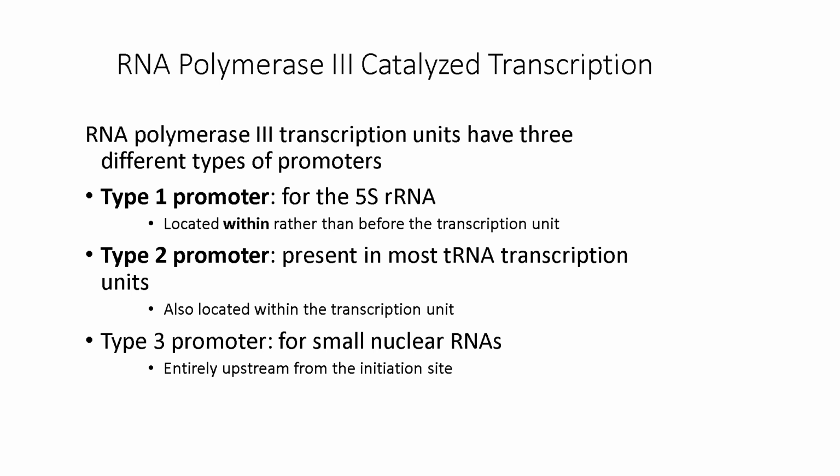RNA polymerase III uses 3 different promoter types to initiate transcription. Type 1 promoters, for 5S rRNA, are located within the transcription unit. Type 2 promoters, used for most tRNA genes, are also internal. Type 3 promoters, for small nuclear RNA genes, are found entirely upstream of the transcription start site. This structural diversity allows Pol III to control transcription across a wide range of small functional RNAs.